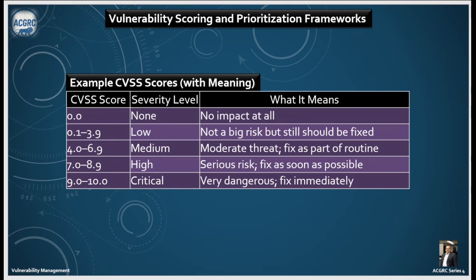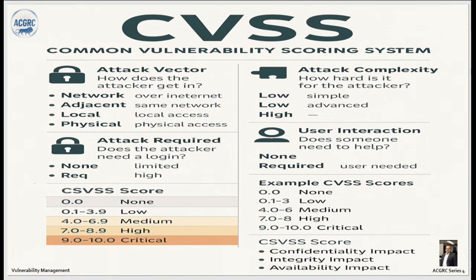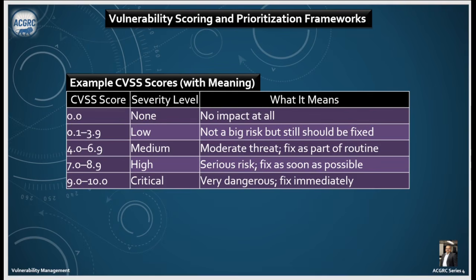If it is 7 to 8.9, the severity is high. A serious risk is observed. Fix as soon as possible. If it is between 9 and 10, it's critical, very dangerous. Fix immediately. This is zero day, or likely near to. Now, examples of scoring and meaning we have seen.